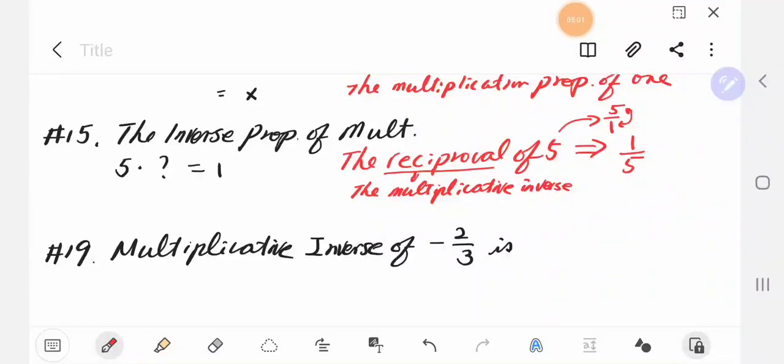Okay, so what we're going to do is multiply this 5 by what? The reciprocal, 1 over 5. So that is equal to 1. And 1 over 5.